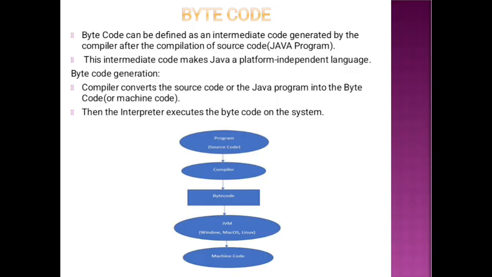Then the bytecode moves on to the JVM. Then interpretation is done. Then it moves on to machine code. In bytecode generation, the compiler converts the Java program into bytecode. Then the interpreter executes the bytecode on the system. This is the overall concept of JVM and the bytecode.